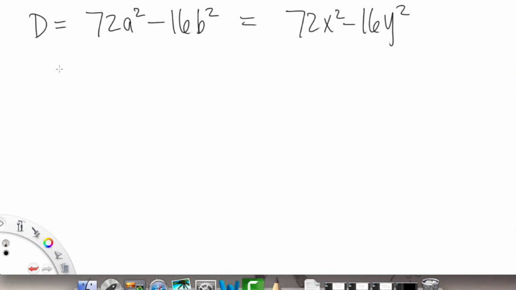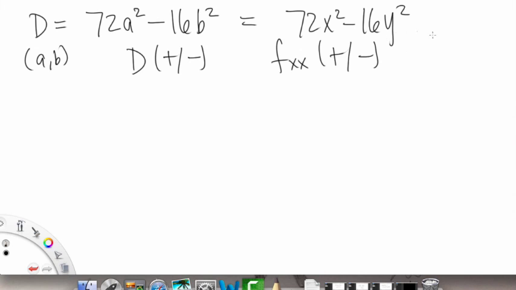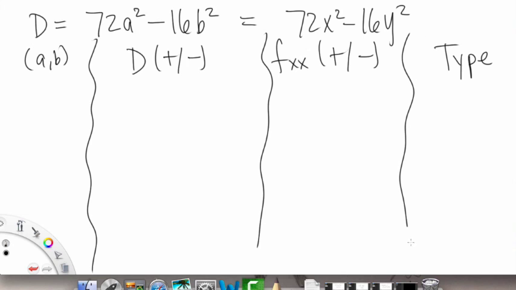Okay, so let's make our chart. What we're going to do is write our a, b coordinate there, and then we're going to have D, whether it's positive or negative, the sign of D, and then we have the sign of f_xx, whether it's positive or negative, and then we have the type of critical point finally. Okay, type. There we go. Okay, so we have our chart. All right, let me fill in some of these values here, and let's get started.